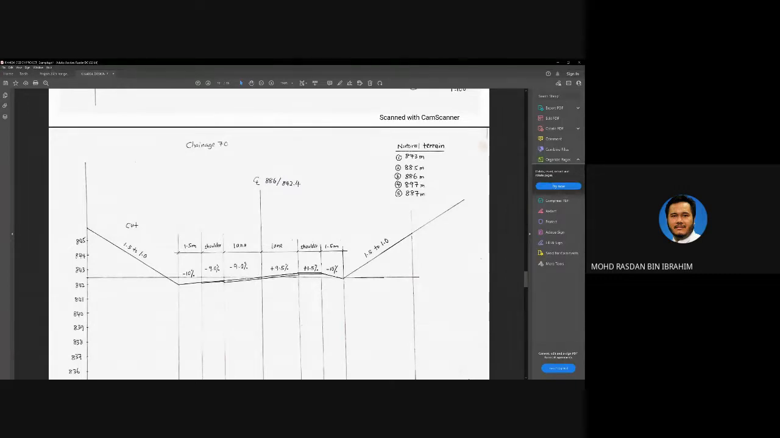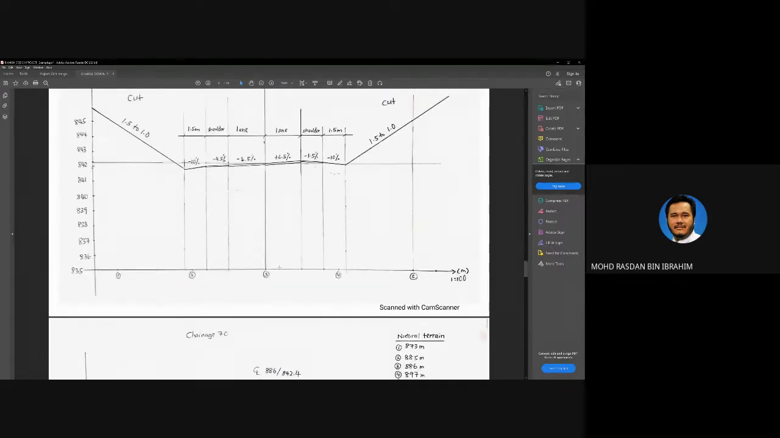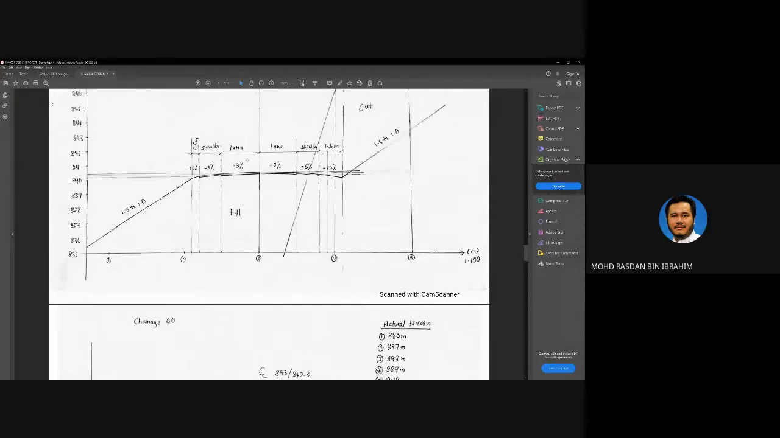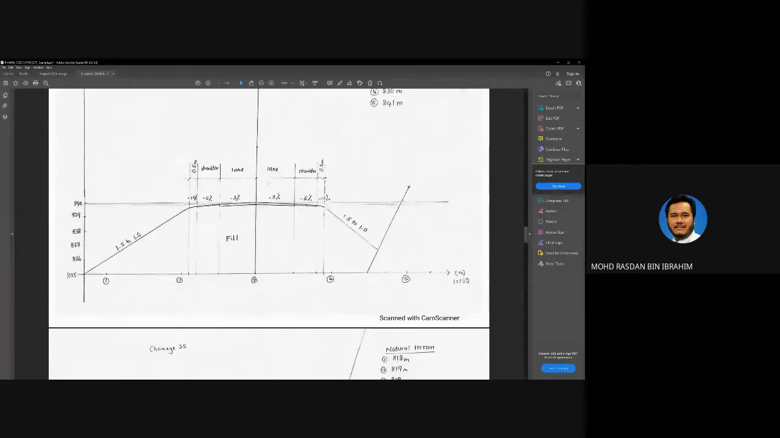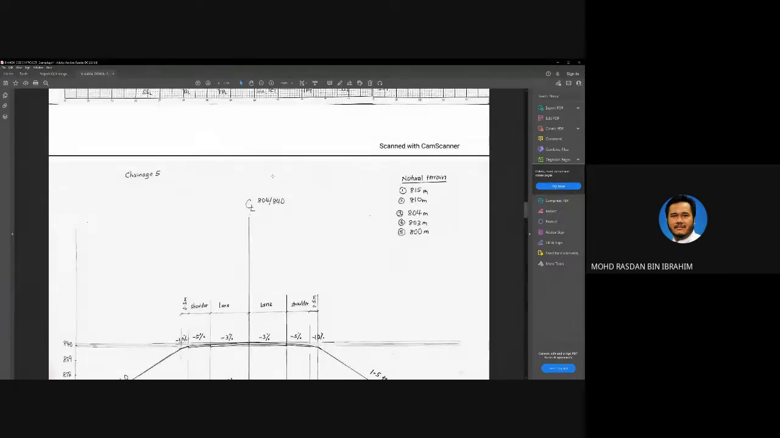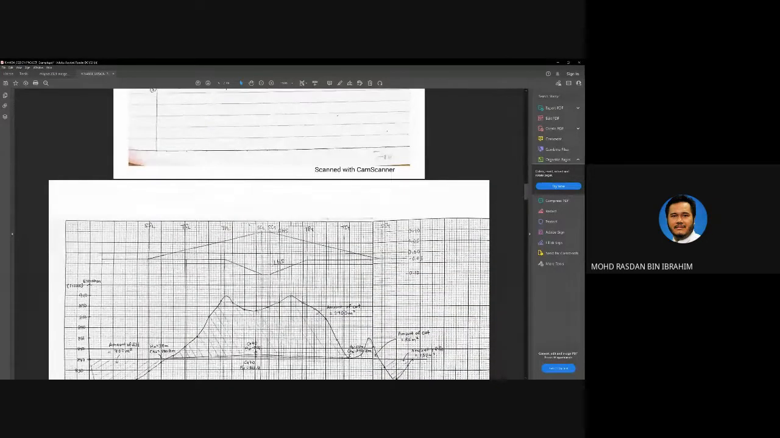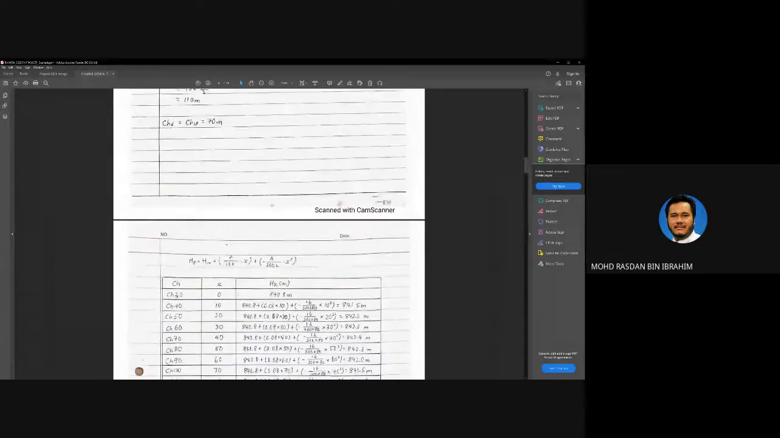So you notice that the gradient of the road here is 9% and 9.5%, whereas here is 4.5. This is 6.5%, and here is -3 and -3. So this has to do with your design. This diagram over here is the development of the gradient of your road.